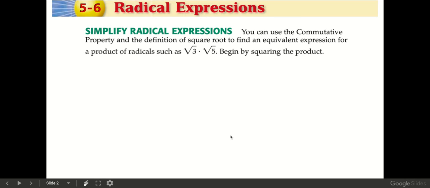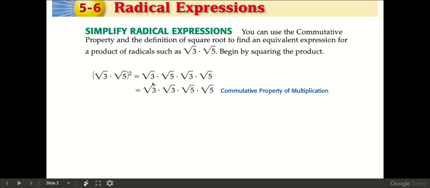Simplifying radical expressions. You can use the commutative property and the definition of a square root to find equivalent expressions for the product of radicals, such as radical 3 times radical 5. You begin by squaring the product. So for example, if I had the square root of 3 times the square root of 5 and I squared it, that would be the same as square root of 3 times square root of 5 times square root of 3 times square root of 5, right? I'm multiplying it times itself.